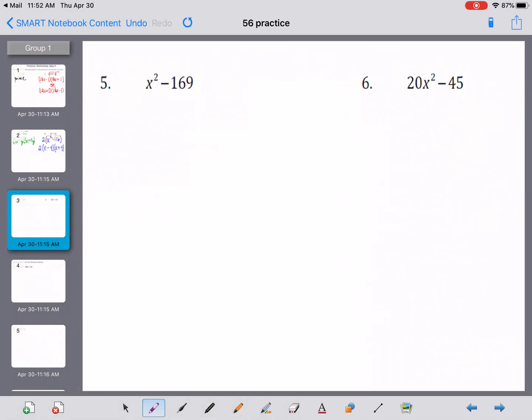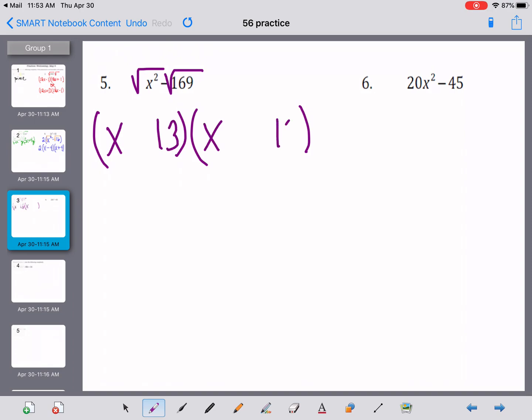x squared minus 169. Turns out that we can take the square root of both. We do have a minus sign. That's important. And the square root of x squared is x. Square root of 169 is 13. Difference between two squares, different signs.